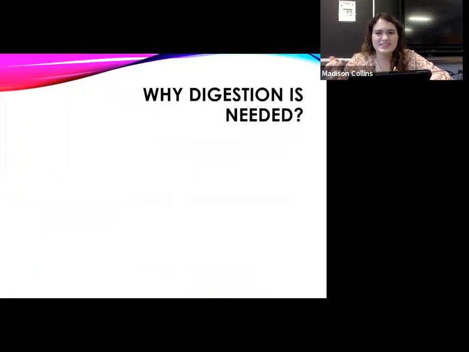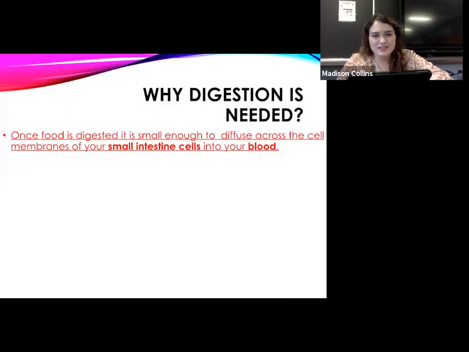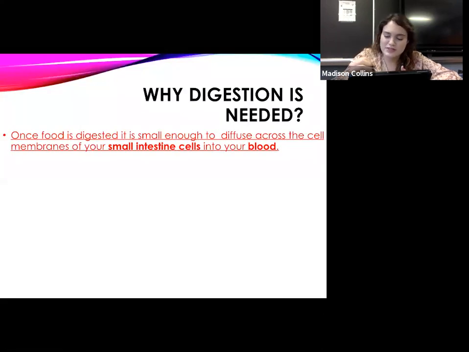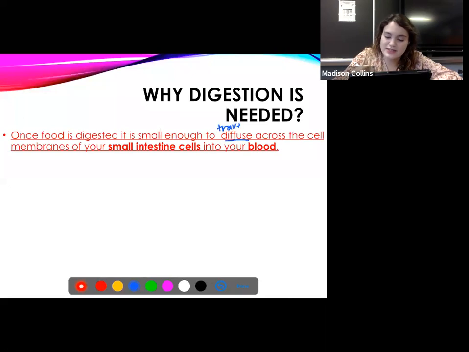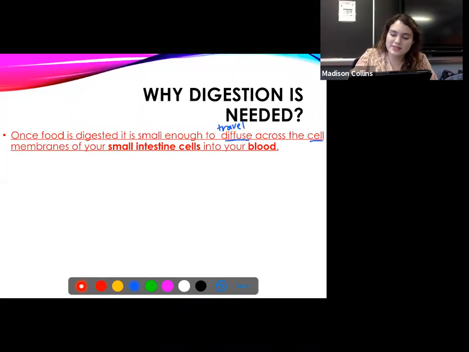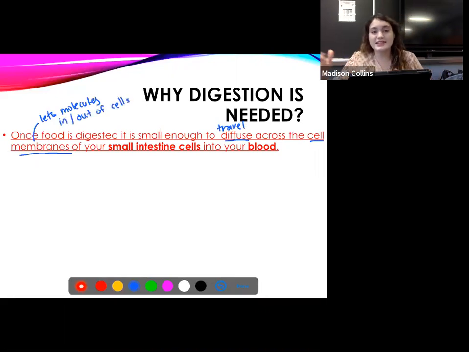All right, but why is digestion needed? Once food is digested, it's small enough to diffuse, or travel, across the cell membranes of your small intestine cells into your blood. Remember, we've talked about the cell membrane, and how that dictates what goes in and out of the cell. Some of those molecules that it lets in and out of the cell are going to be digested food particles that we need. So once food is digested, it's small enough to diffuse or travel through the cell membrane of our small intestine cells and into the blood.